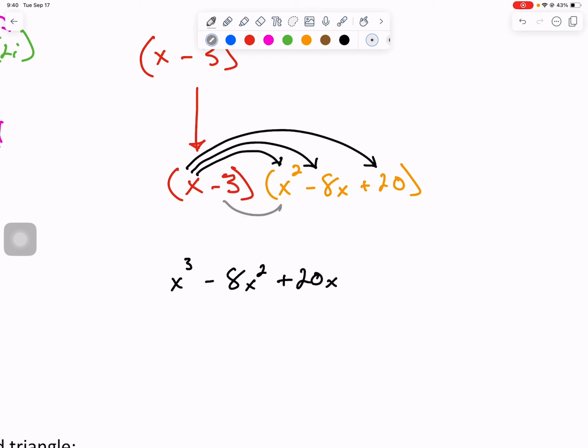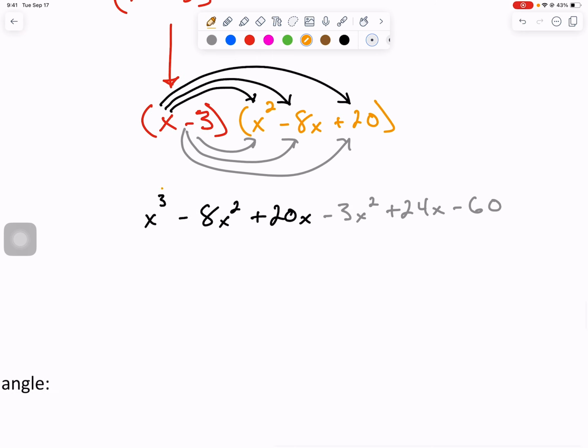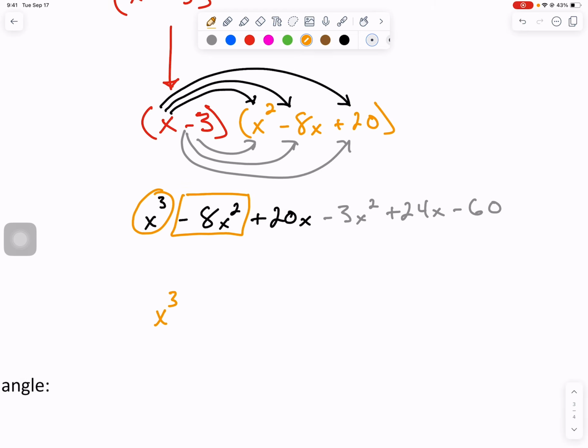We'll do the same thing. Negative 3 times x squared is negative 3x squared. Negative 3 times negative 8x is plus 24x. And negative 3 times 20 is simply negative 60. From here, we have to combine like terms again. I know it's a drag. Trust me, I feel the same way. Our x cubed, simply bring it down. We will box our negative 8x squared, and we will box our negative 3x squared. All right, like terms, negative 8 minus 3 is negative 11. Don't forget your x squared.